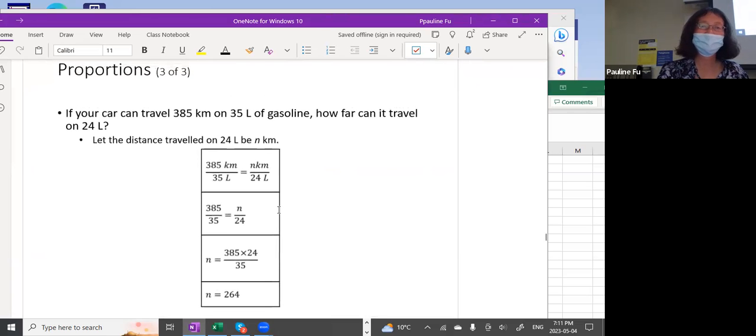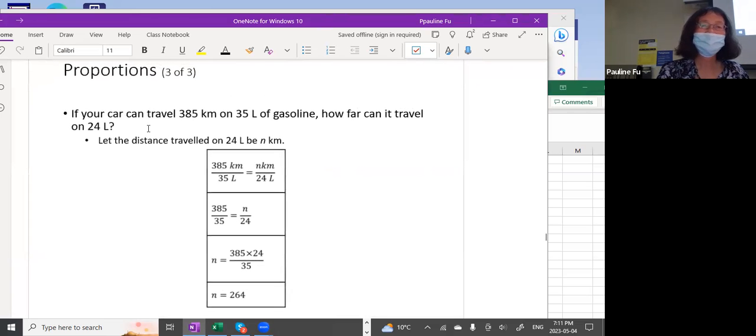Another question about proportion. If your car can travel 385 kilometers on 25 liters of gasoline, how far can it travel on 24 liters? This is a very good question.